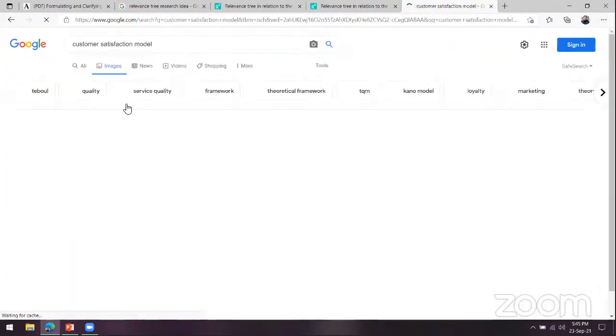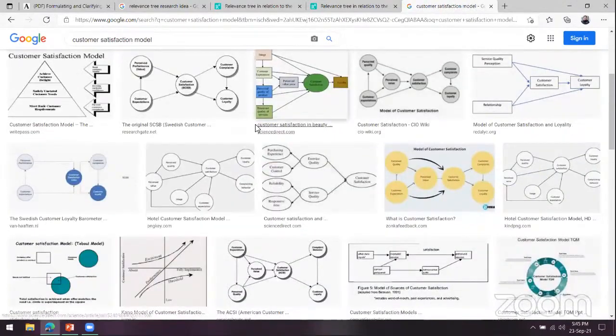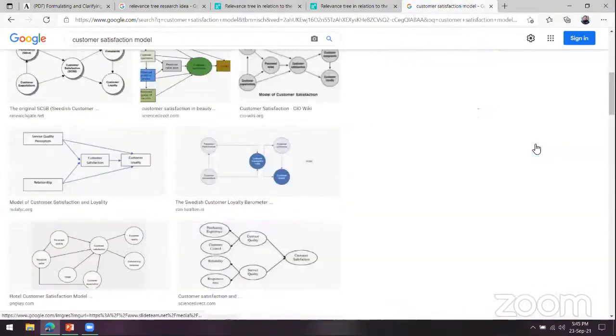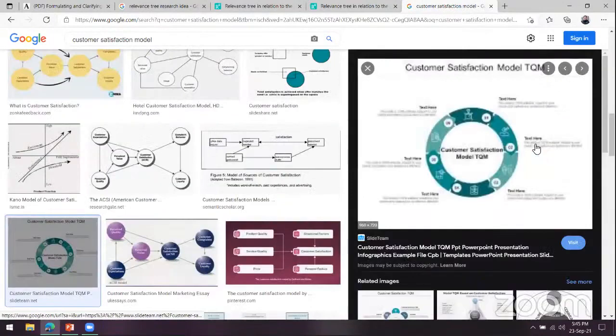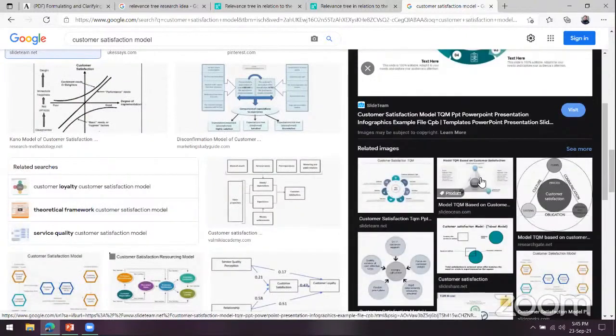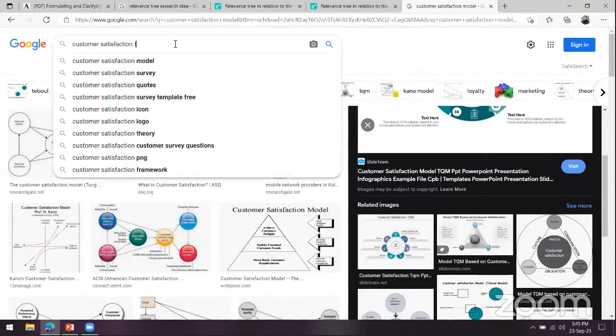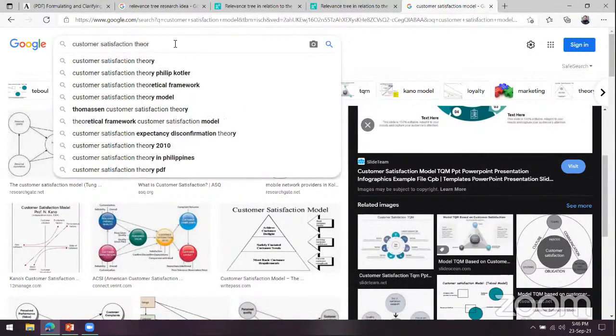When you look at the theory, you start to realize customer satisfaction has a lot of paradigms that they need to look at. So maybe I'll try to find those in the bigger words. Customer satisfaction theoretical framework.